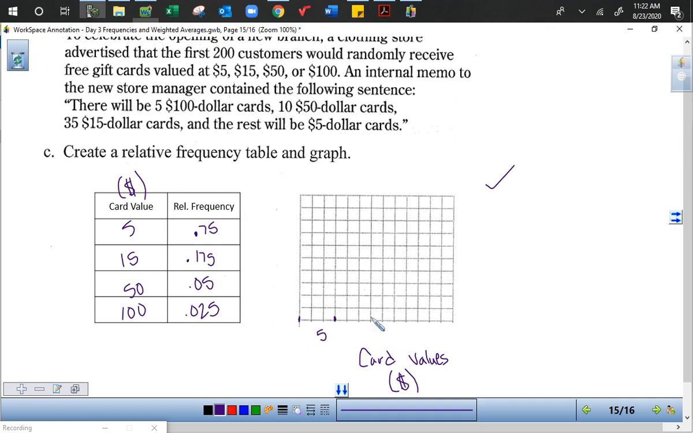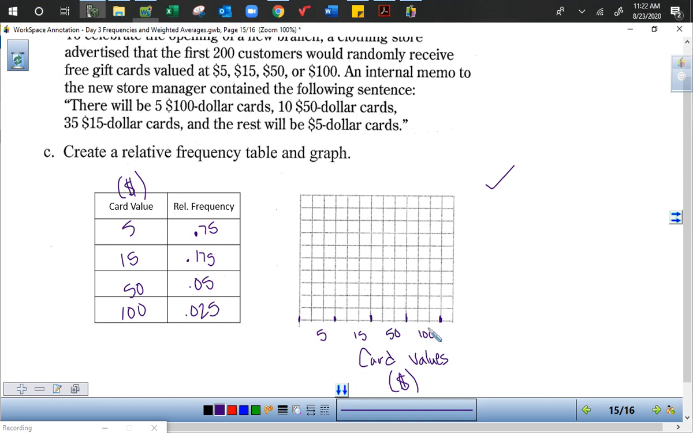And then 3 more. This bar will be our 15. And this bar will be our 50. And our last bar will be our 100. I'm saying bar because we're making a bar graph, separating our categories into chunks. A lot of times bar graphs have spaces in between, but they don't necessarily have to.